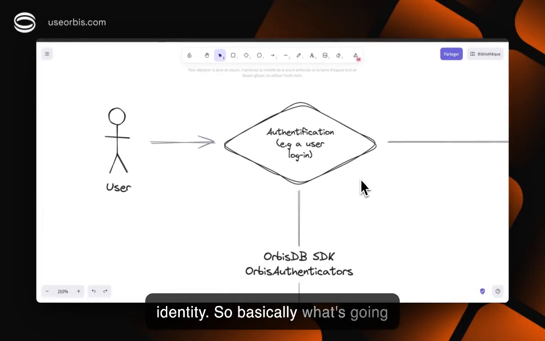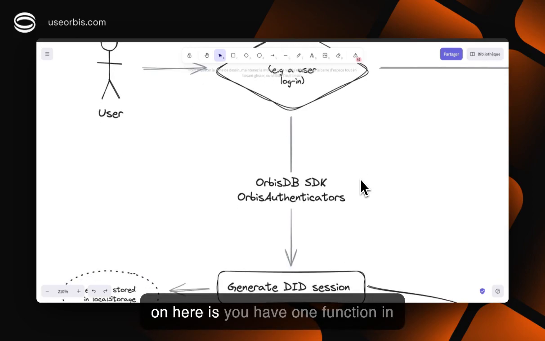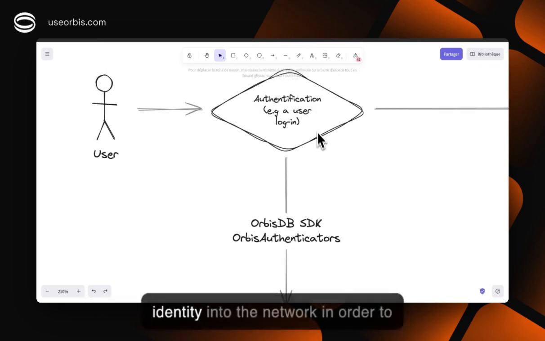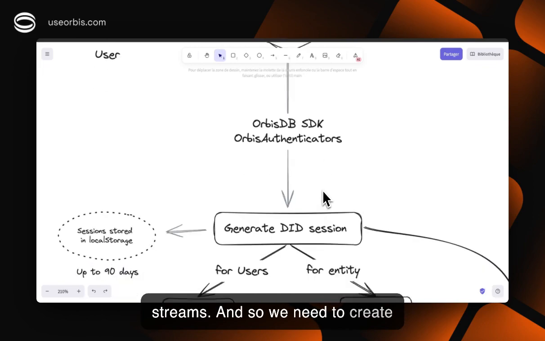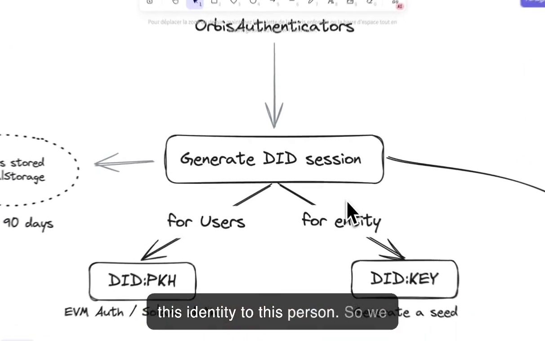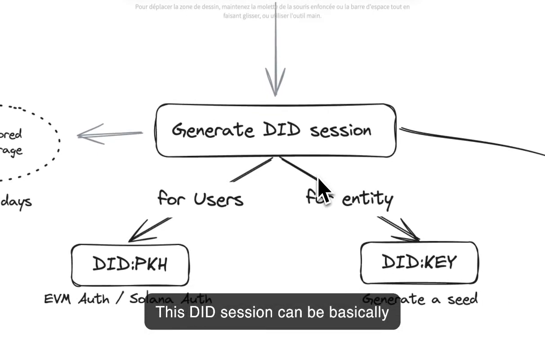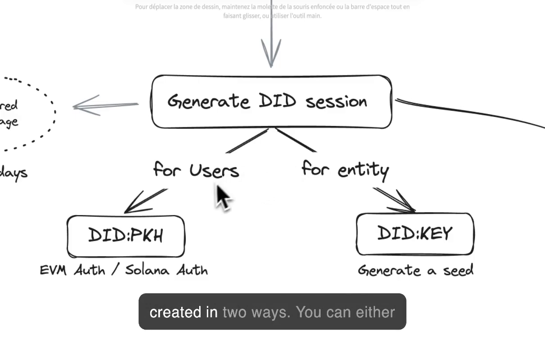So basically what's going on here is you have one function in the OrbisDB SDK that helps you do that. This user needs to have an identity in the network in order to generate streams and to own those streams. And so we need to create this identity for this person. So we need to generate a DID session. This DID session can basically be created in two ways.